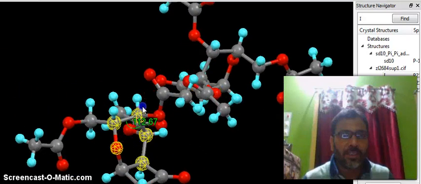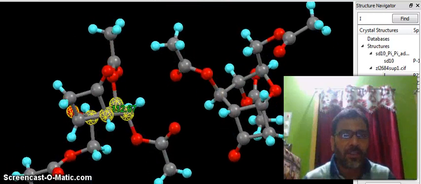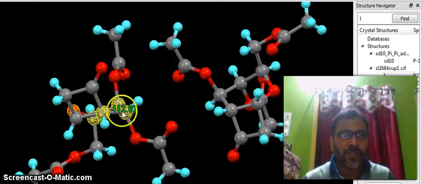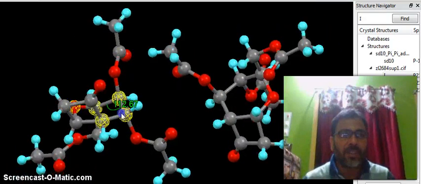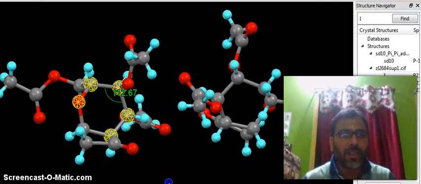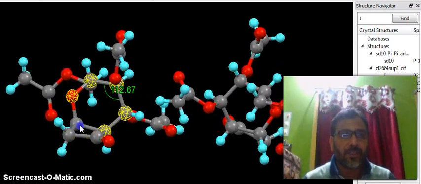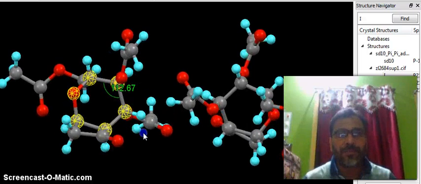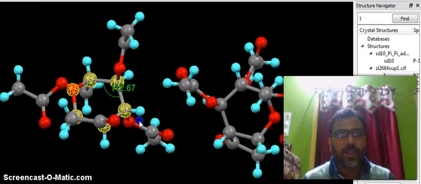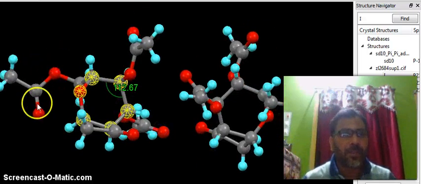So the pyranose structure is not planar, you see. If you see this, it is not planar, it is not in plane. This one is here, different. So the pyranose structure in carbohydrate is not planar. So these are the substitutions.